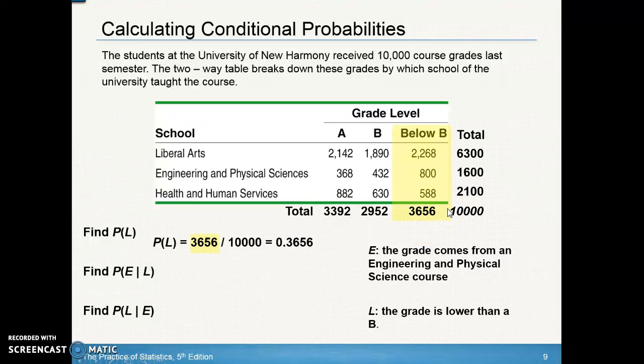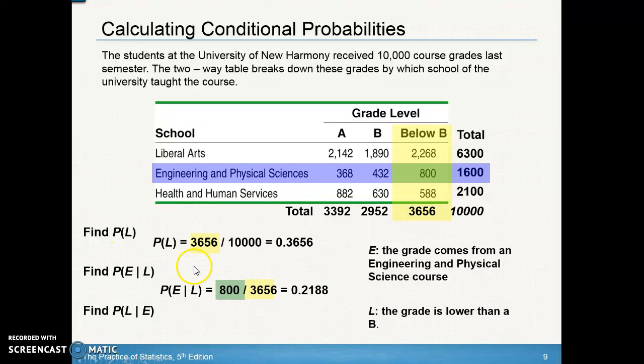Now for the second question, find the probability E given L: the grade comes from an engineering course, given that the grade is lower than a B. Since we know the grade is lower than a B, that's our denominator. That's what we're looking at right here, because we don't care about anybody else. We don't care about the A's and the B's. Given that they're lower than a B, that's the bottom portion. What's the probability they're from engineering and physical sciences? That's the green portion, 800.